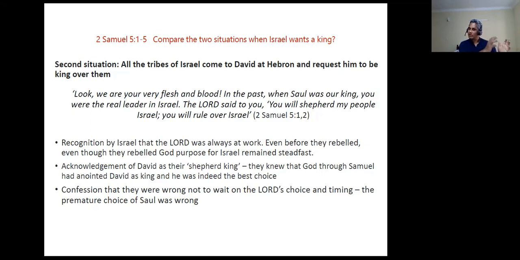What is the kind of king they wanted earlier? Someone who would fight their battles for them. And now they're realizing the king they need is the king that God picked, someone who would be a shepherd king. They knew that God through Samuel had anointed David as king, and he was indeed the best choice. That's what we can see. And now they're confessing that they were wrong not to wait on the Lord's choice and timing.